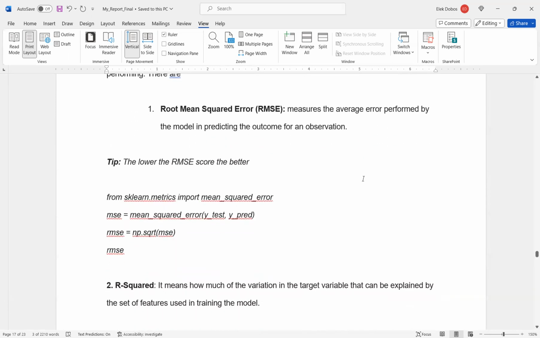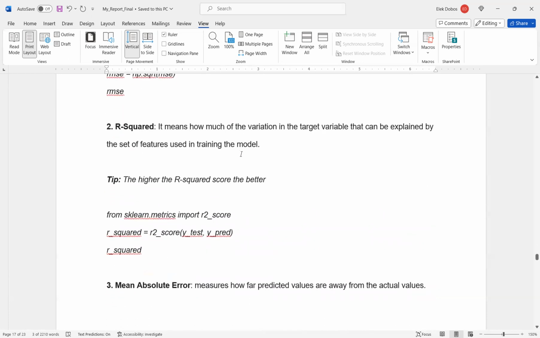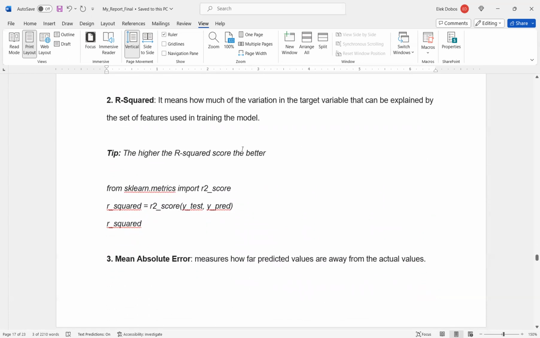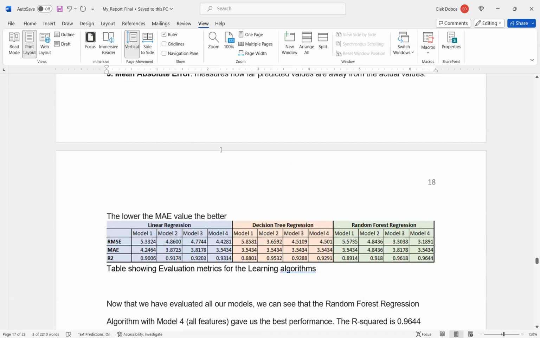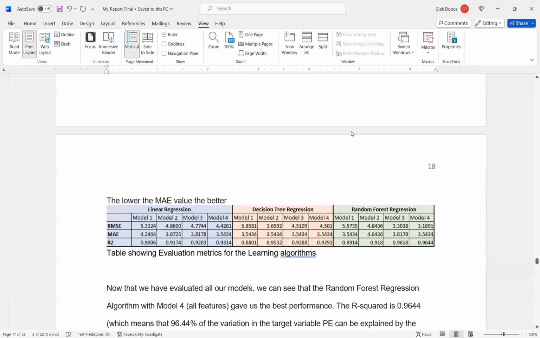So I tried to use 3 different items to evaluate that. As I mentioned, the root mean squared error measures the average error performed by the model in predicting the outcome. The R squared was between 0 and 1. When you get to 1, it's a better fit or best fit correlation. It shows how much variation in the target variable can be explained by the set of features in a training model. And our mean absolute error measures how far the predicted values are away from the actual values.